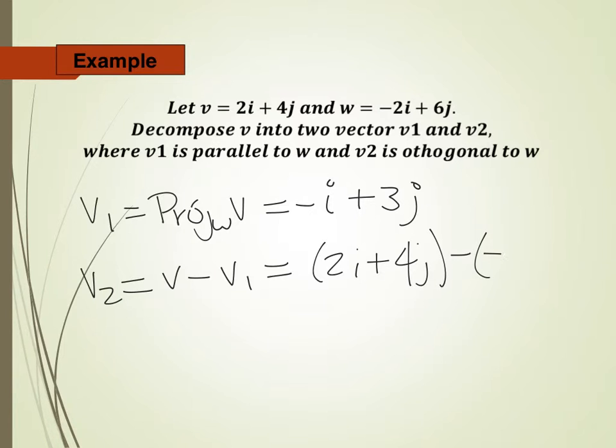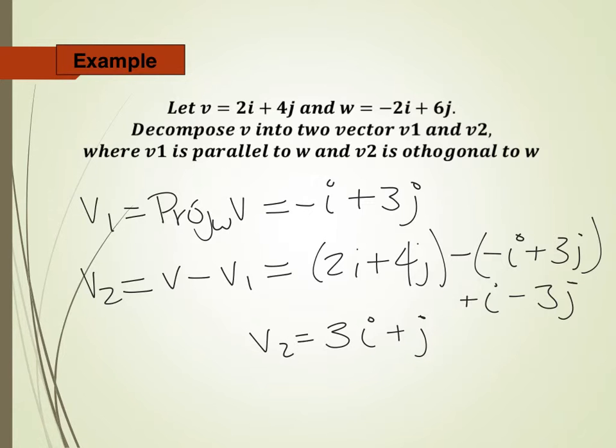We're going to subtract the vector we just found, so minus negative i plus 3j, which means I'm going to have to distribute. I'm going to get positive i minus 3j, so that's 3i plus j. This is component 2.